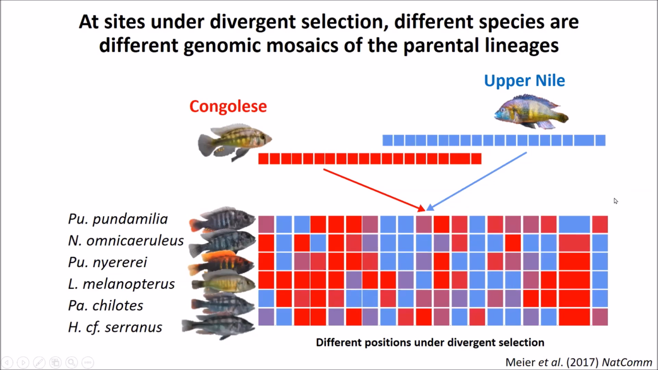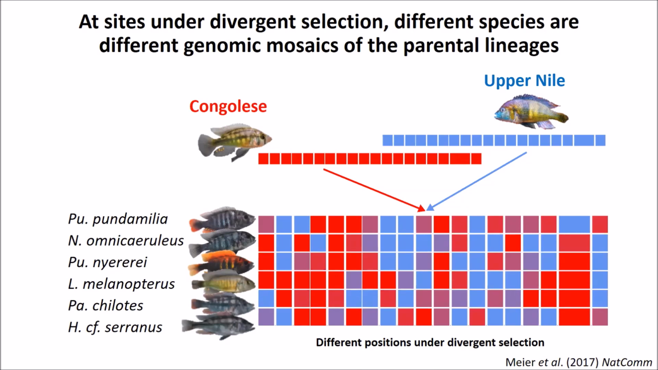But this is only true for genomic regions we found to be under strong diversifying selection. Overall, genome-wide, they all share very similar ancestry signatures of both of these lineages. It's highly correlated: some regions are mostly of Congolese ancestry in all species across all radiations, and other regions are mostly of Upper Nile lineage ancestry in all radiations, which really suggests that it was a single hybridization event at the onset, before this lineage diversified into lots of species.